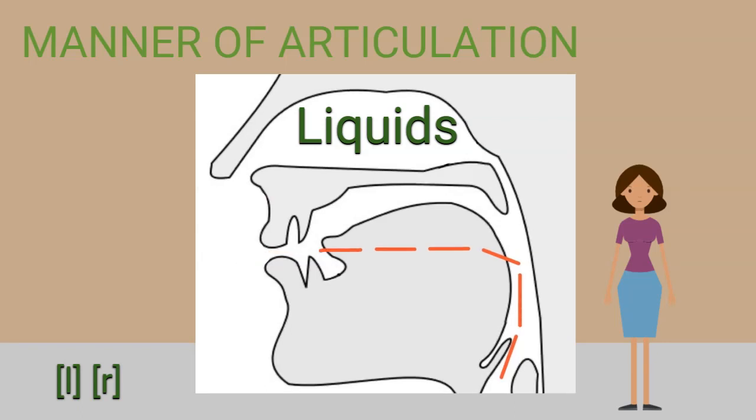Another one is retroflex liquid. Retroflex liquid is made by curling the tip of the tongue back behind the alveolar ridge, so we can get the sound r.